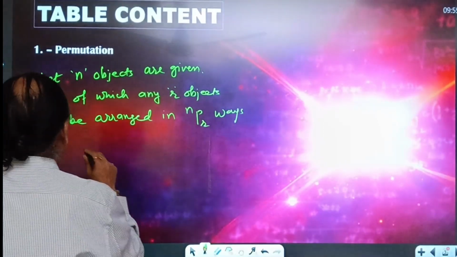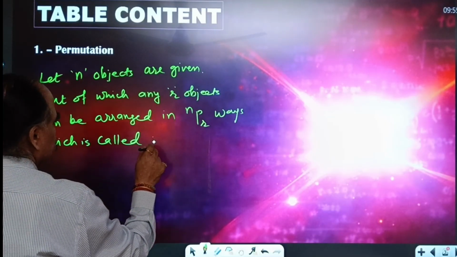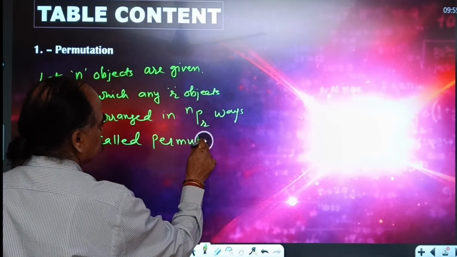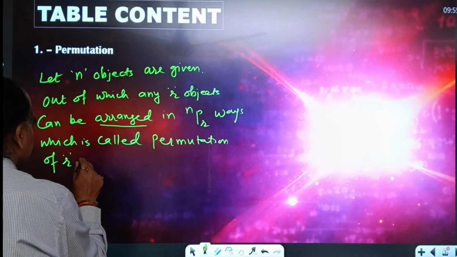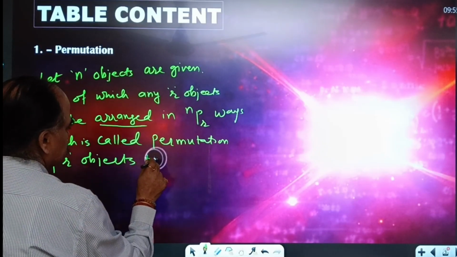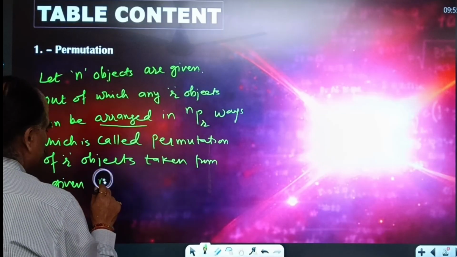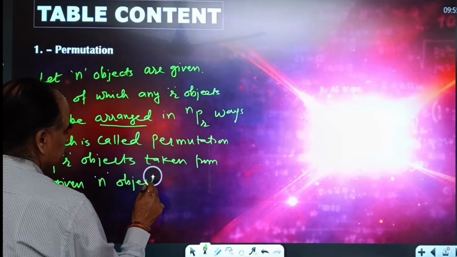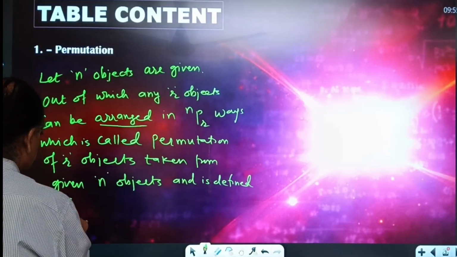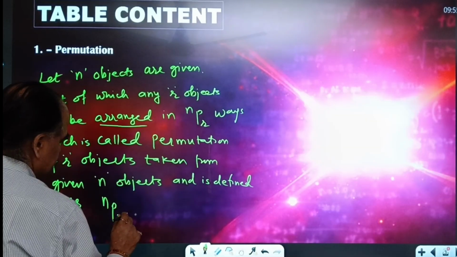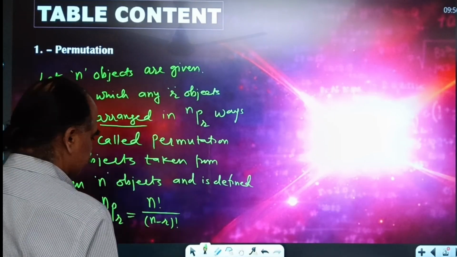This arrangement is called permutation of r objects taken from the given n objects, and is defined as nPr equals n factorial upon n minus r factorial.